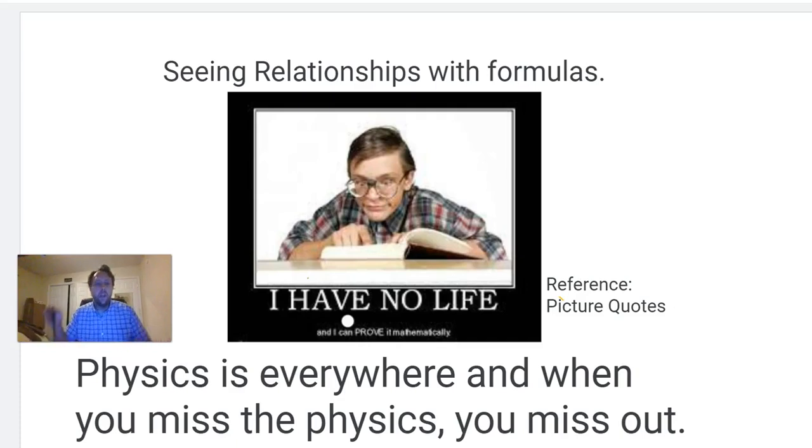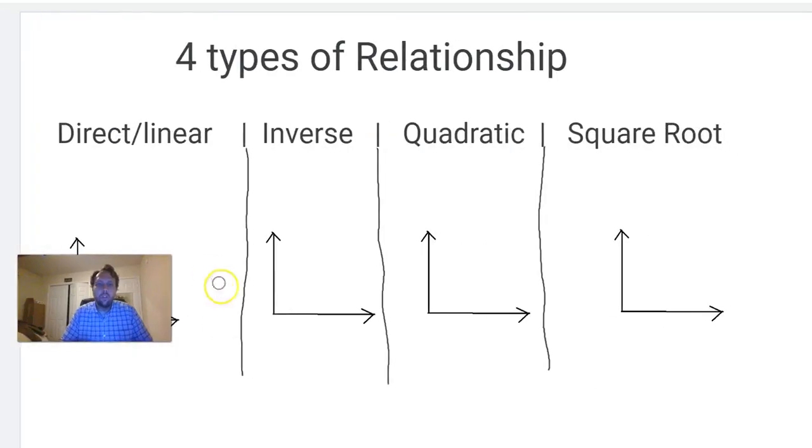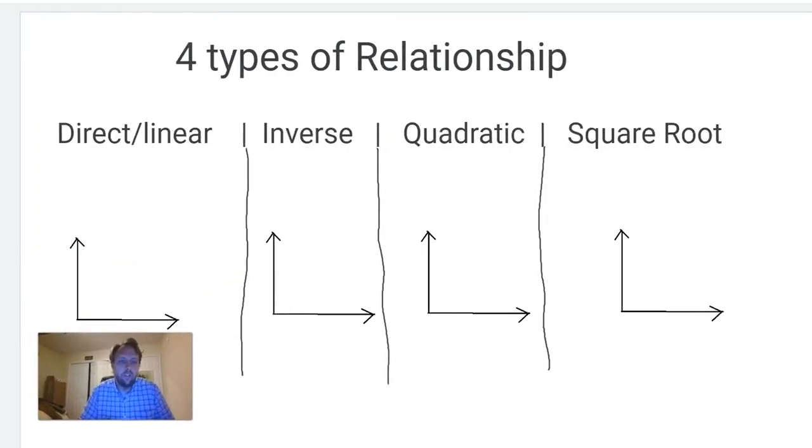Physics is everywhere, and this is one of those things where when you miss the physics, you do miss out, because just understanding this relationship becomes very powerful. Okay, so let's go ahead and look at the four types of relationships.